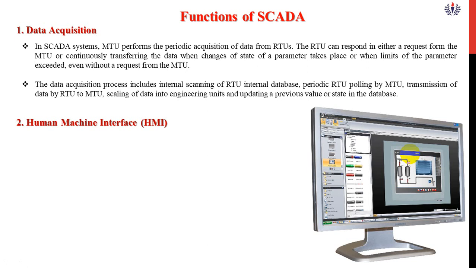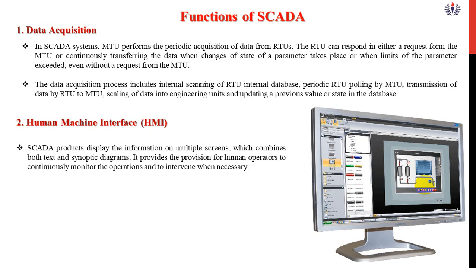Graphical programming language. In graphical programming language only we can see the display, because here you see a cylinder, turbine cylinders are there. These cylinders are designed in the graphical program. We just select the part and draw the diagram in the graphical programming language. So the HMI displays information on multiple screens, with both text and synoptic diagrams. Synoptic diagram means like this. This is called a synoptic diagram.